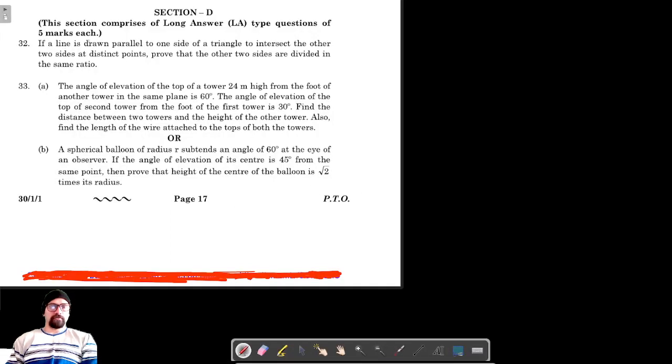For question number 32, section D, this section comprises long answer questions of 5 marks each. The first one is: if a line is drawn parallel to one side of a triangle to intersect the other two sides at distinct points, prove that the other two sides are divided in the same ratio. This is the BPT theorem, and we have to prove this.